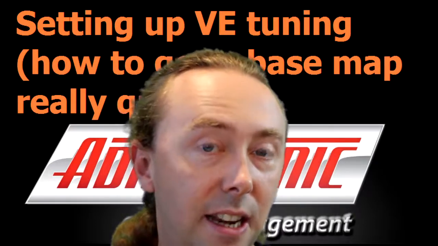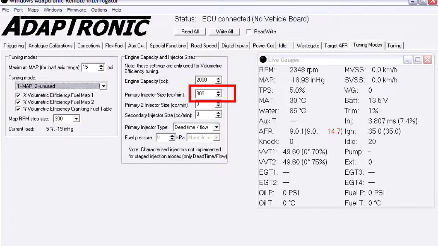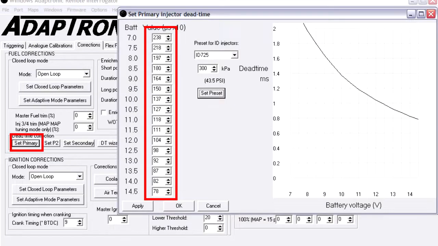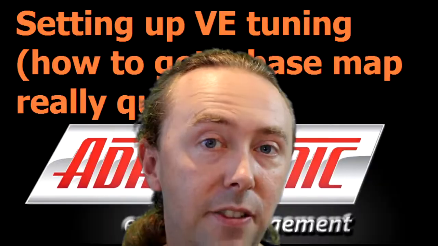Knowing this and the target air-fuel ratio, the ECU can work out what mass of fuel to inject. Knowing the desired fuel quantity and the injector flow rate and the injector dead time, the ECU can then work out the millisecond value from that. So here are the steps that you need to follow to set it up.